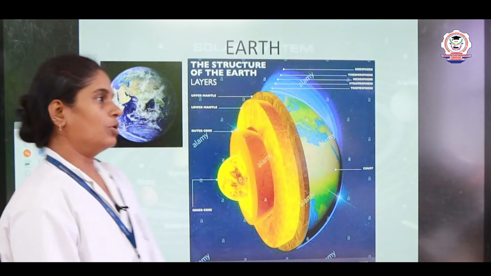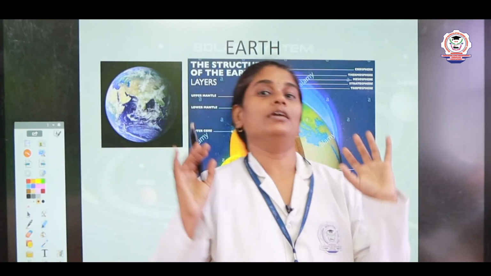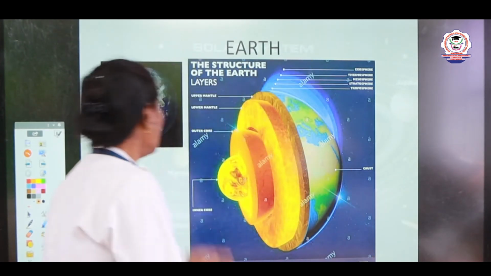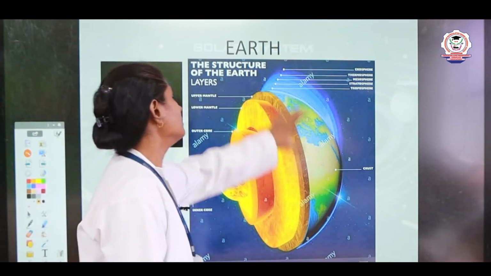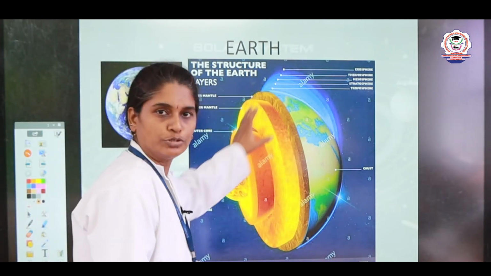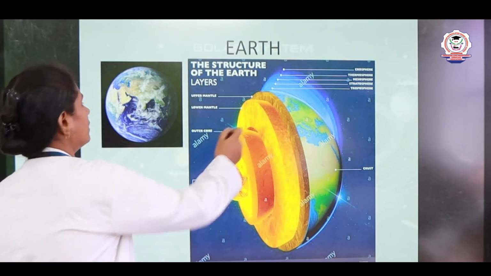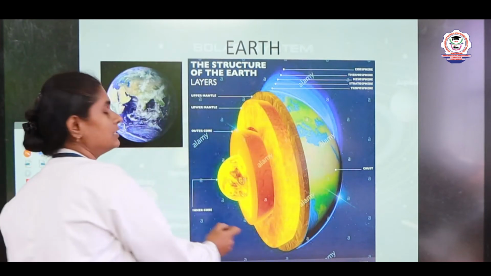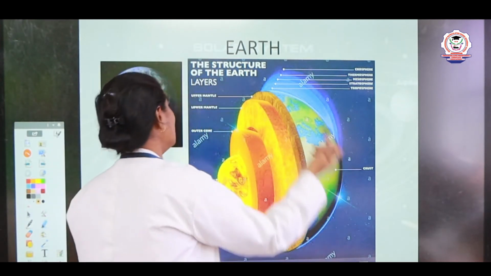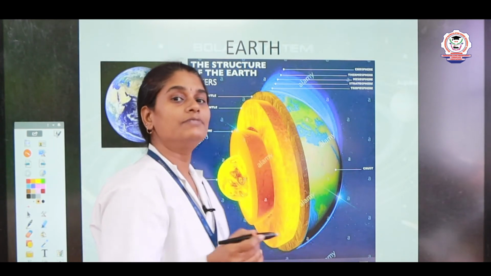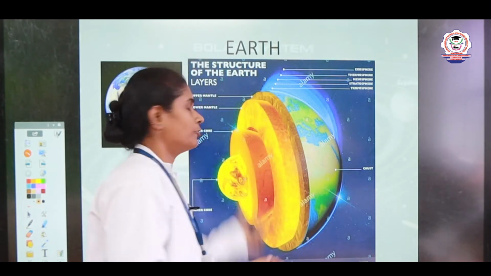So we know that Earth is a very unique planet and we have life on Earth, right? And we can see the Earth is like a huge ball. The outer surface of the Earth is hard, whereas the inner part of the Earth is very hot, molten, with high temperature and pressure.